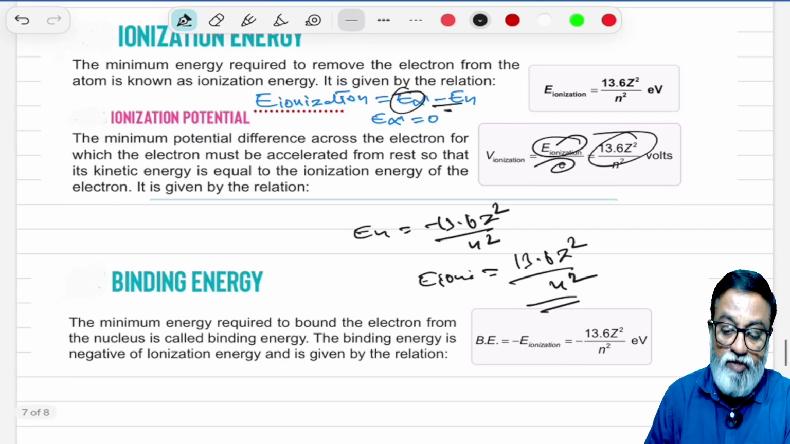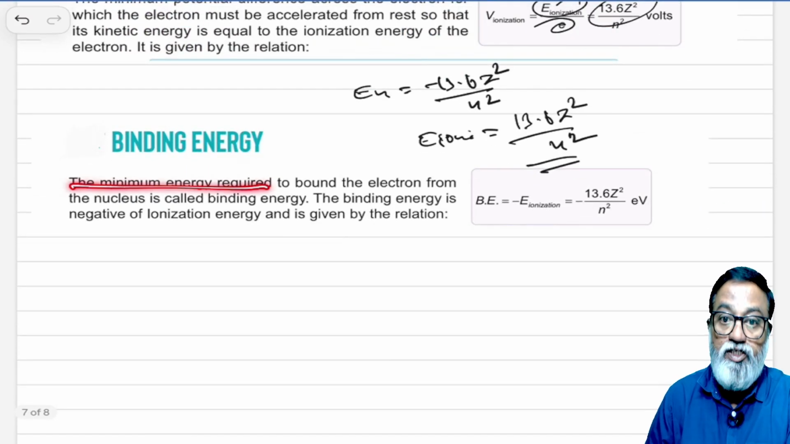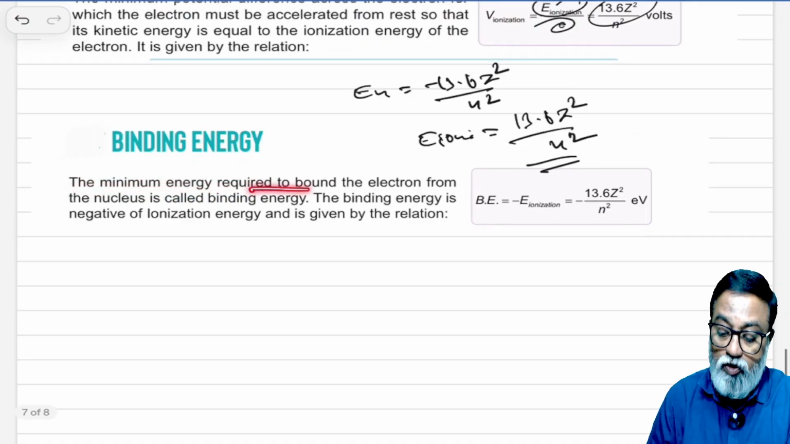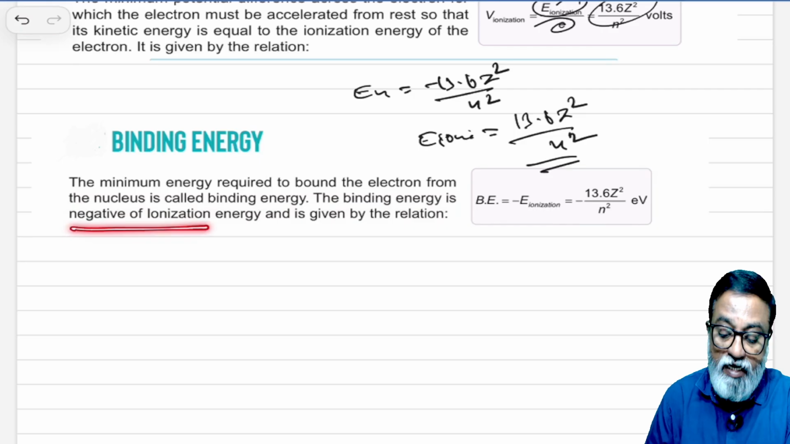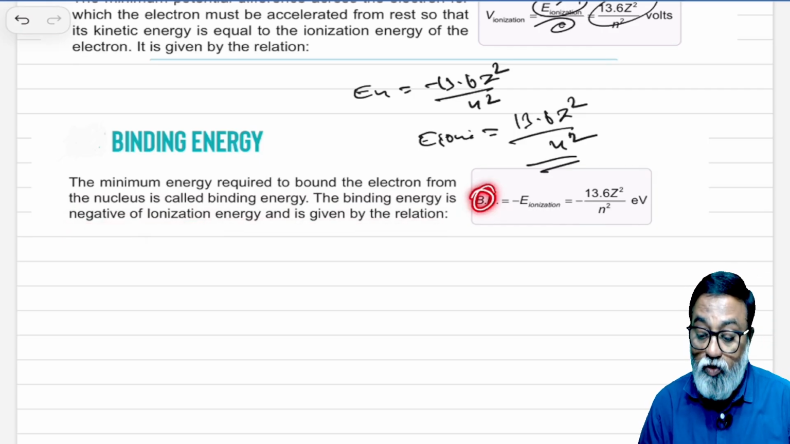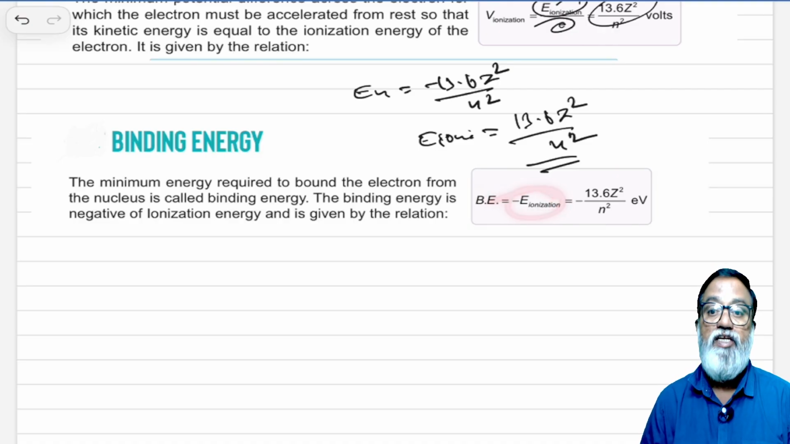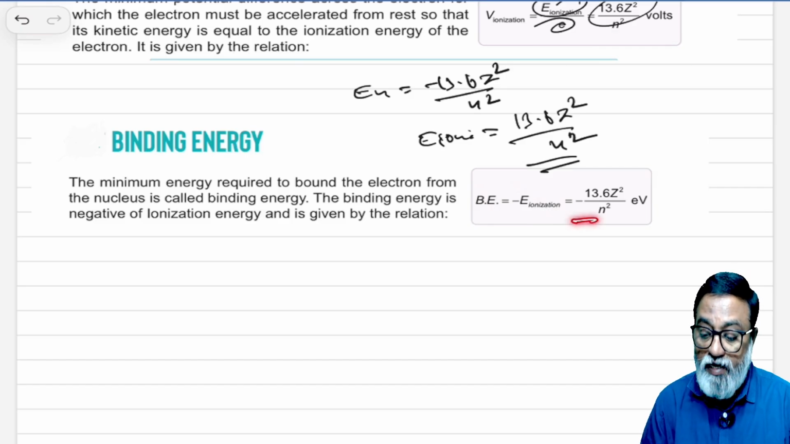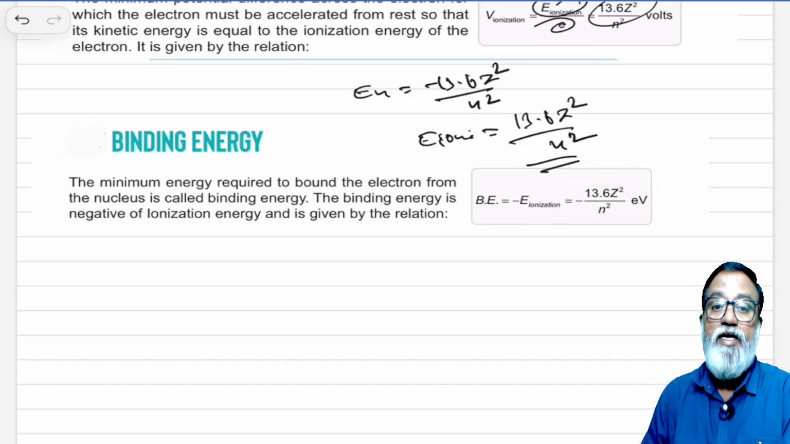Binding energy means the minimum energy required to bind the electron to the nucleus is called binding energy. The binding energy is the negative of ionization energy. So here binding energy is equal to negative of ionization energy. Ionization energy is generally positive. Therefore, if you put a minus here, this is nothing but the binding energy.